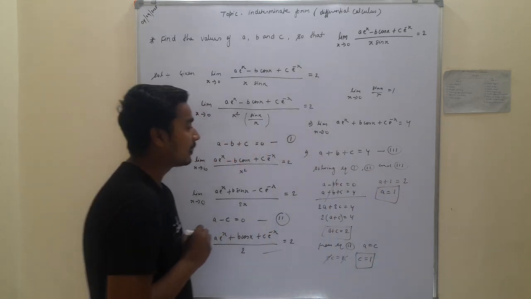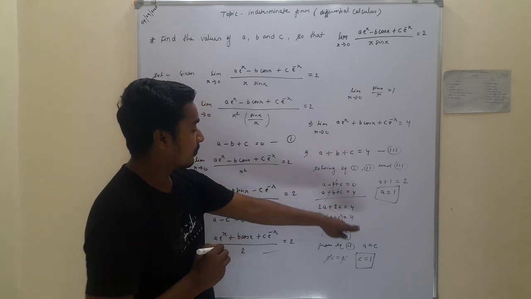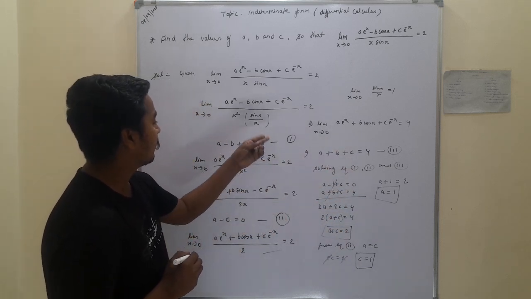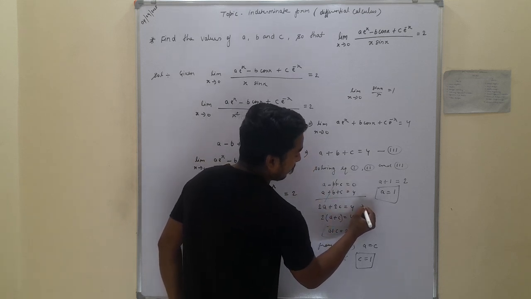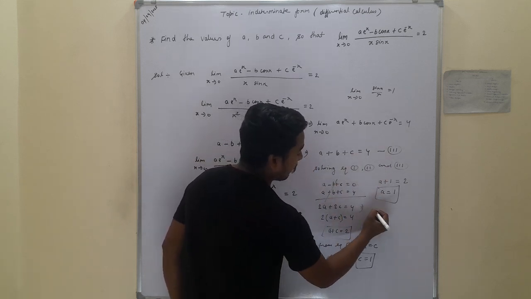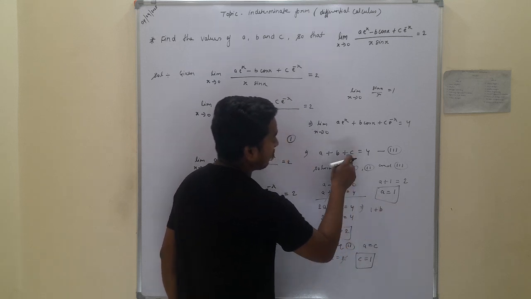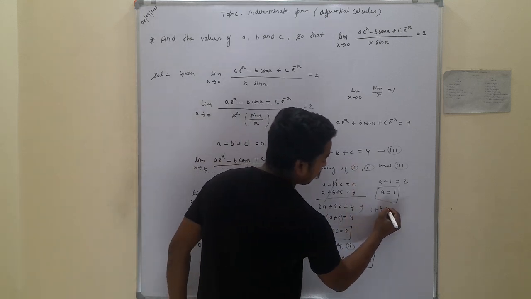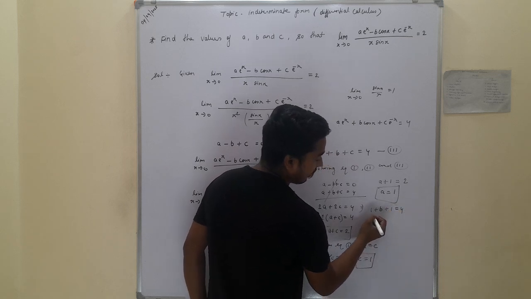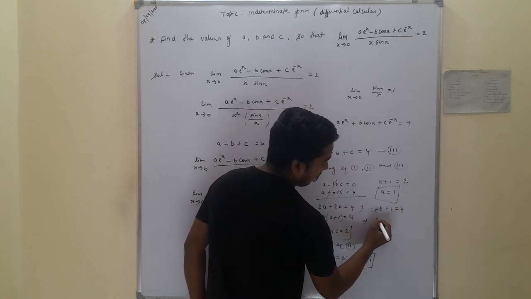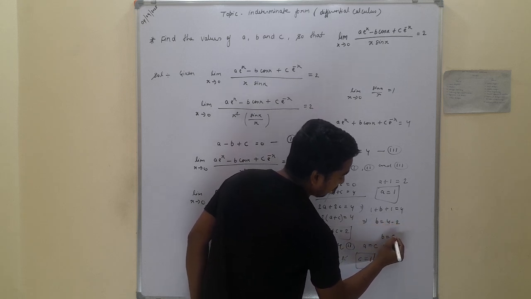And further we have to find the value of b, so we put the values of a and c in equation third. The value of a is 1 and the value of c is also 1, so 1 plus b plus 1 is equal to 4. From here 1 plus 1 is 2, and b is equal to 4 minus 2. Here we get b is equal to 2.